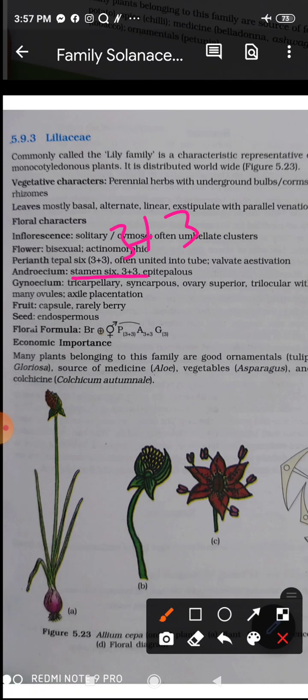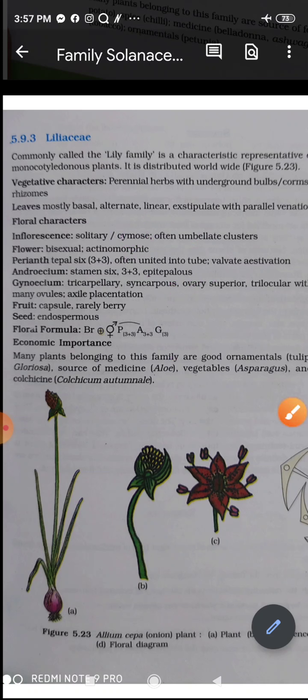Then they are epipetalous. Epipetalous means they are again attached to the perianth. Here in fact it should be epiphyllous, right? Whenever the androecium is attached to the perianth, then we use the term epiphyllous instead of epipetalous, which we did yesterday.